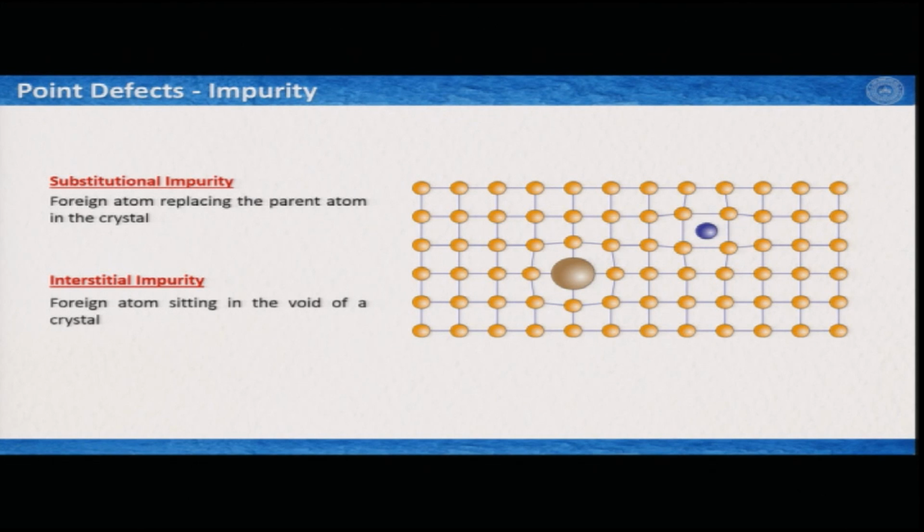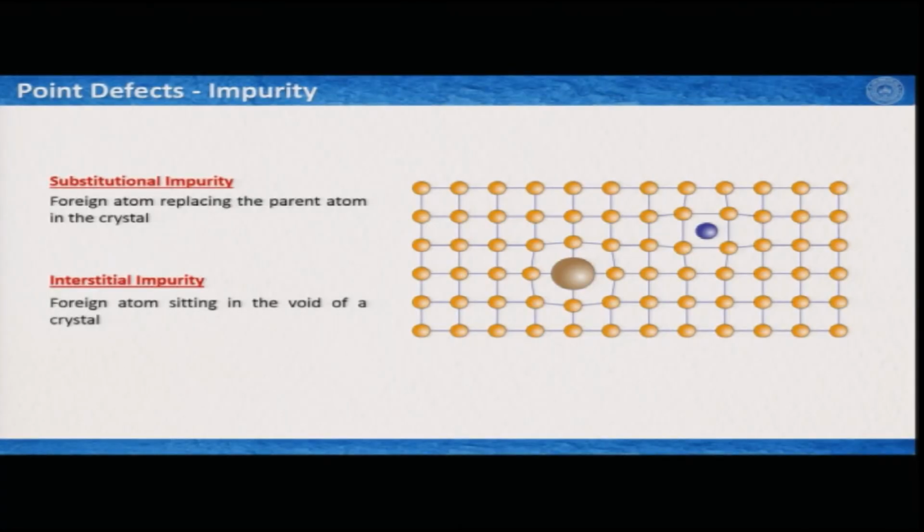There are 2 kinds of impurities, as you have learnt. One is substitutional impurity, that means you have a vacancy, but the vacancy is not vacant, it is occupied by some foreign atom. So, a foreign atom came and replaced the parent atom within the crystal. This is known as substitutional impurity. And interstitial impurity is when a foreign atom sits in the void of a crystal. So, somewhere within the crystal it disturbs the lattice structure, but it does not omit or remove any atom from the lattice. Here, this one is an example of substitutional impurity, and this one is an example of interstitial impurity.